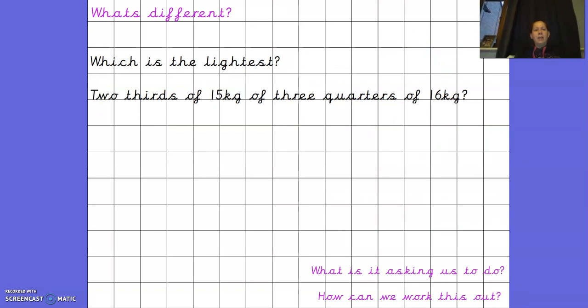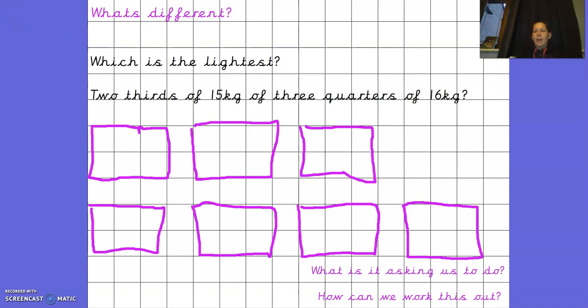Okay, now we're looking at the next one. Which is the lightest? 2/3 of 15 kilograms or 3/4 of 16 kilograms. Okay, pause the video and have a think. How would you start to work this out? Okay, so which is the lightest? So 2/3 of 15 kilograms.